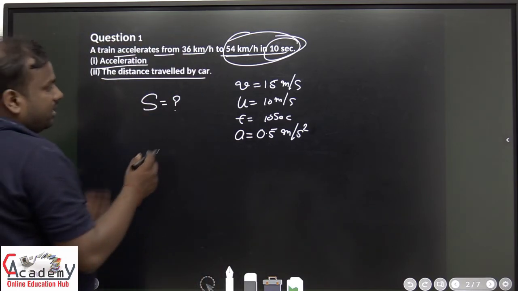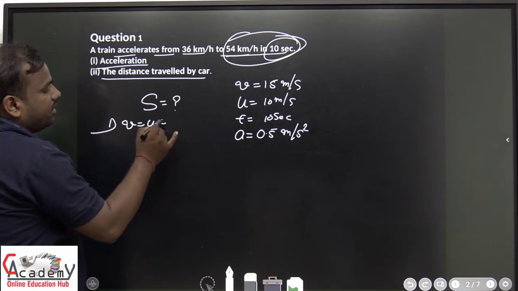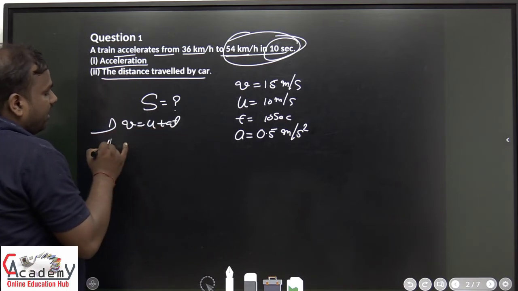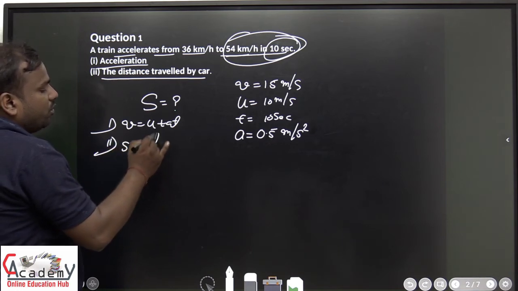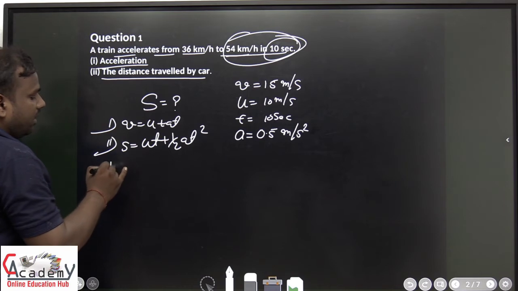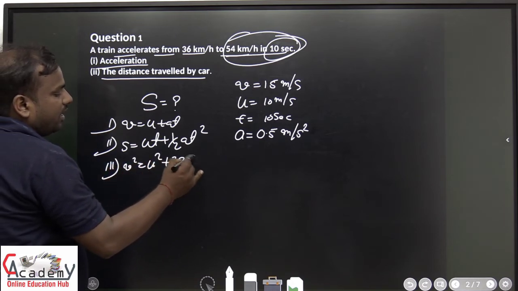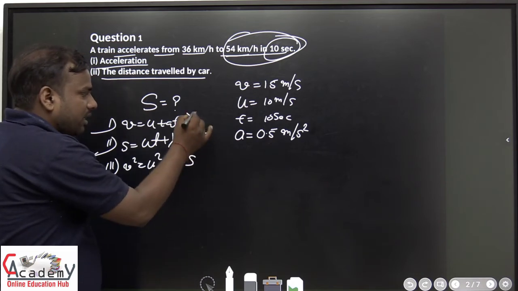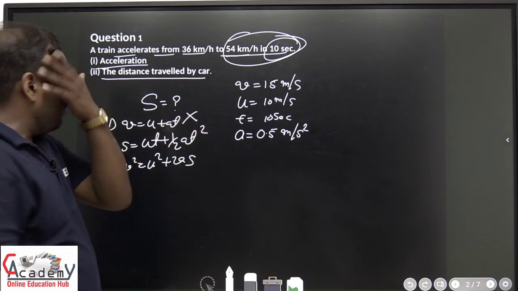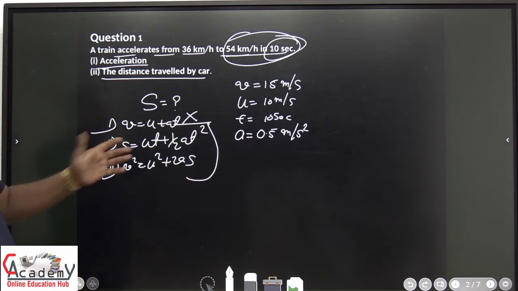How do we find the distance? We have three equations of motion. First is v is equal to u plus at. Second one is s is equal to ut plus half at square. Third one is v square is equal to u square plus 2as. In the first equation no distance is involved, so we can calculate distance from the second and third equations.